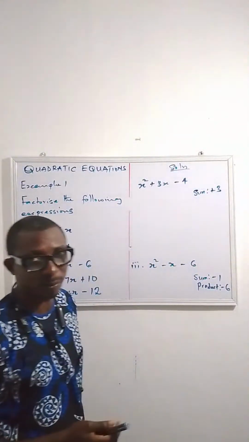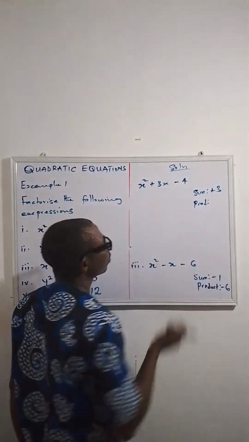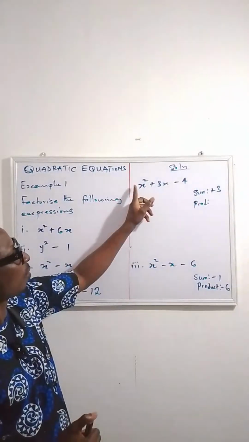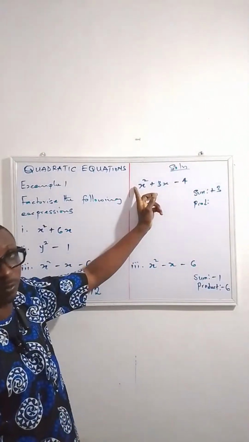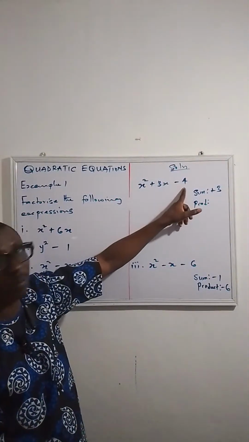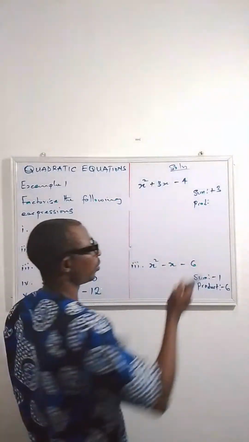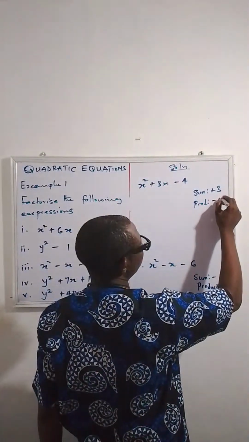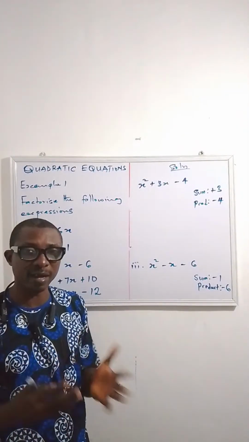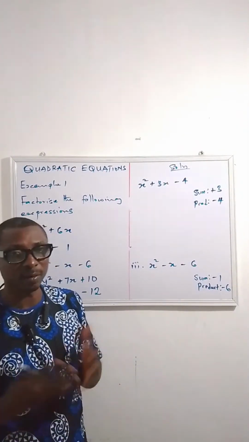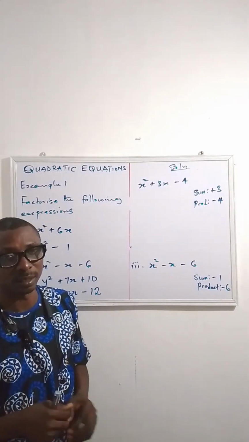Now, what is the product? The second thing you are getting is your product. The product is whatever you have here, use it to multiply what you have here. In this case it is 1, so 1 times minus 4. That gives you minus 4. So the product is minus 4. You must be able to identify your sum and product. That will help you factorize a quadratic expression conveniently.